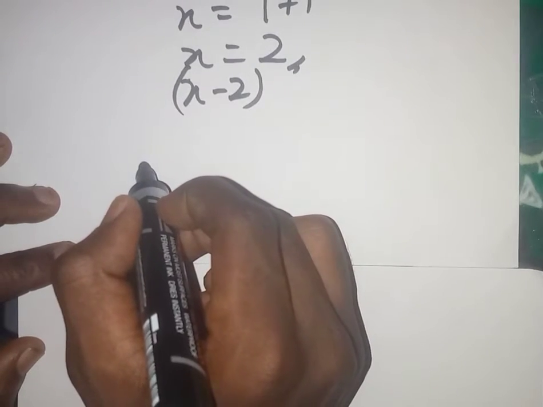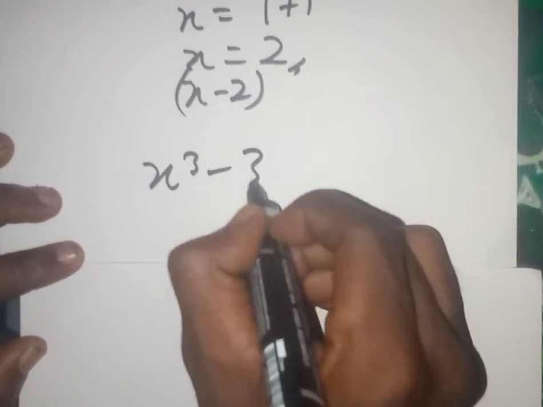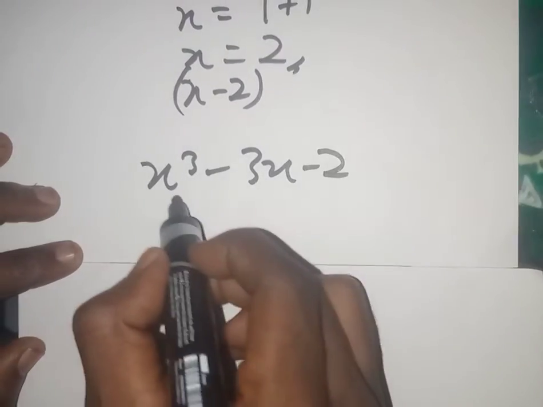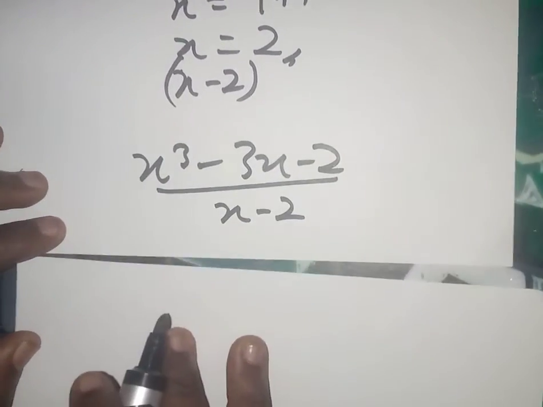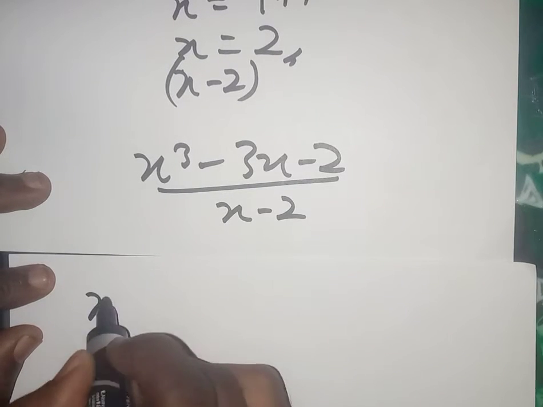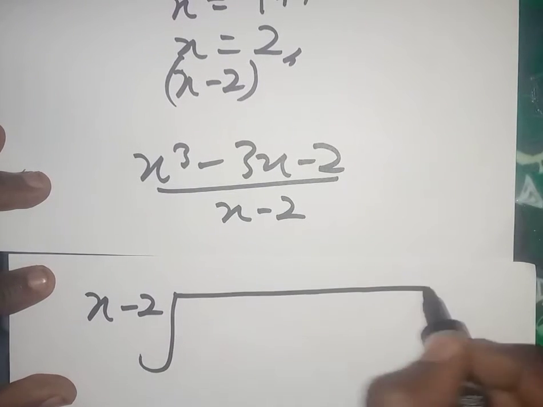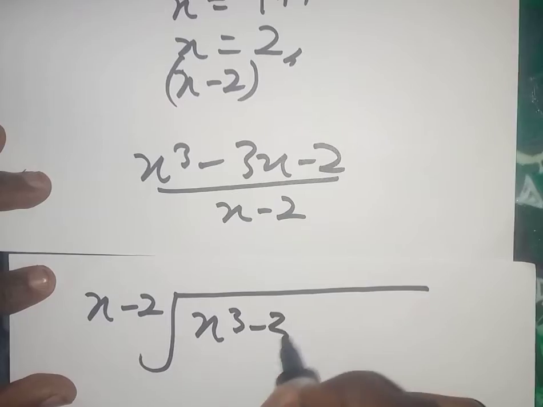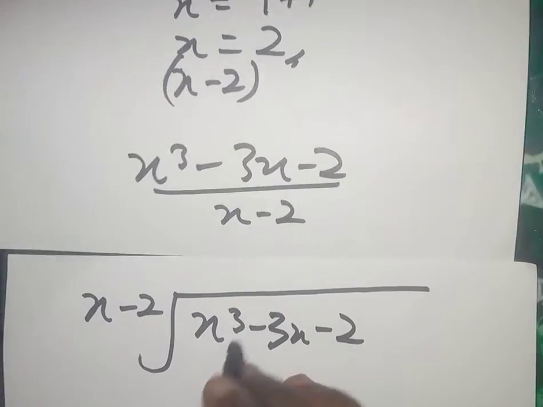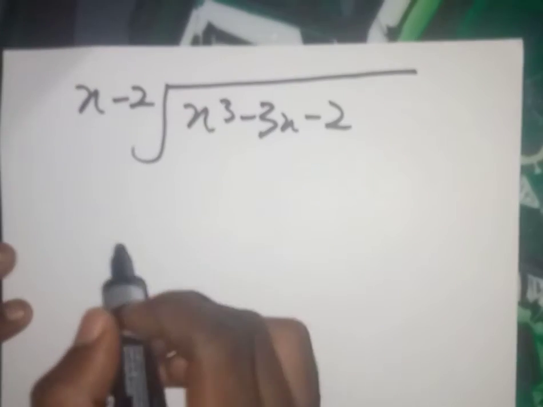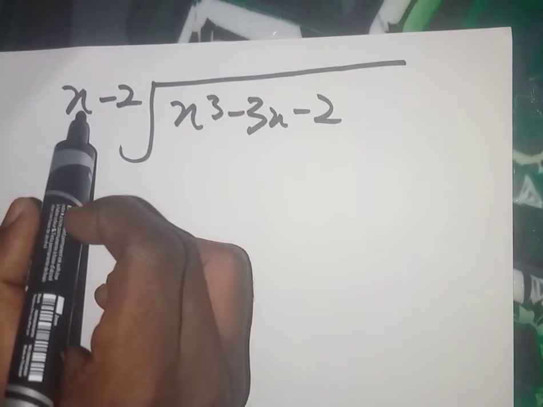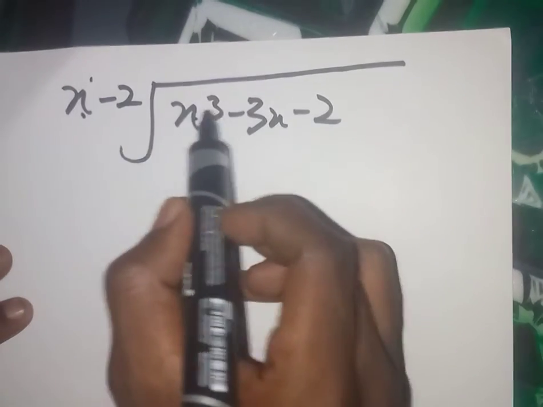Remember the general equation here is just s cubed minus 3s minus 2, and then we had one of the factors, s minus 2 in this case. Now if that is the case, then we have s minus 2 outside, and then s cubed minus 3s minus 2, and then we have to apply the long division rule.